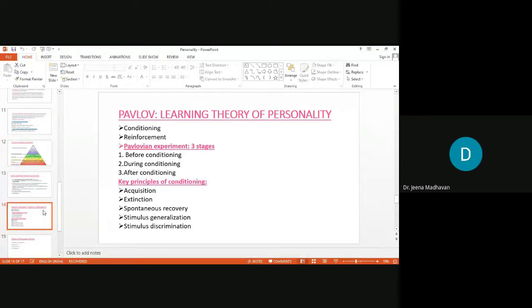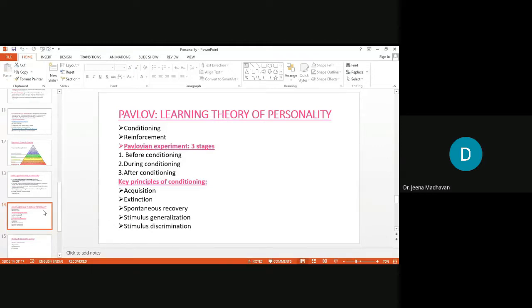Hope it is clear. And what are the key principles of classical conditioning? There are five: acquisition, extinction, spontaneous recovery, stimulus generalization, and the last is stimulus discrimination. These are the five key principles of classical conditioning. And now, today we are going to deal with operant conditioning.